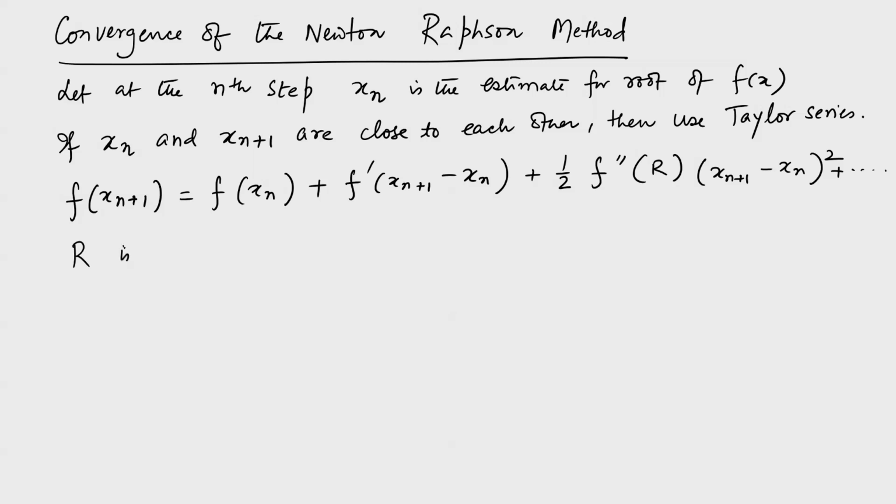R is any point between x n plus 1 and x n. Because they are close, we can take the value at any point in between these two values and compute the double derivative at that point. So, there is an x n that I have missed. All right. So, the slope is calculated at x equal to x n.